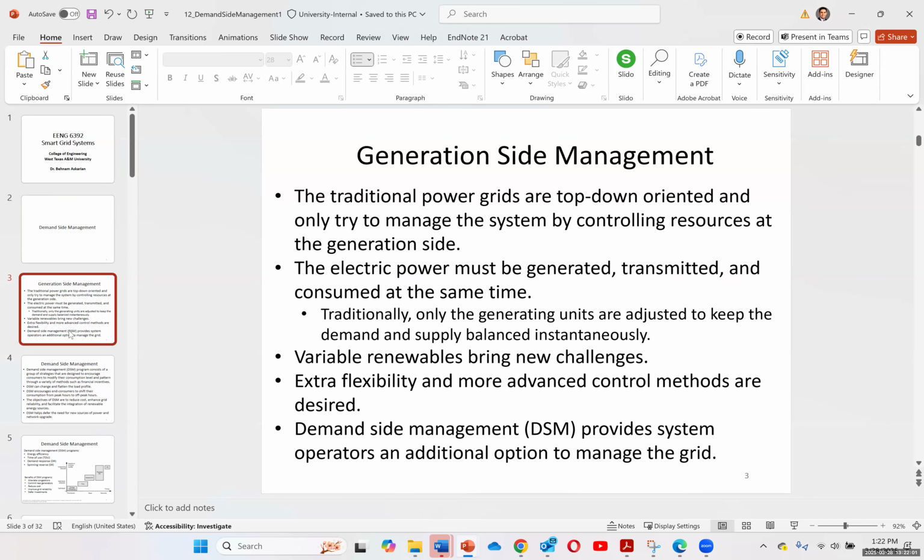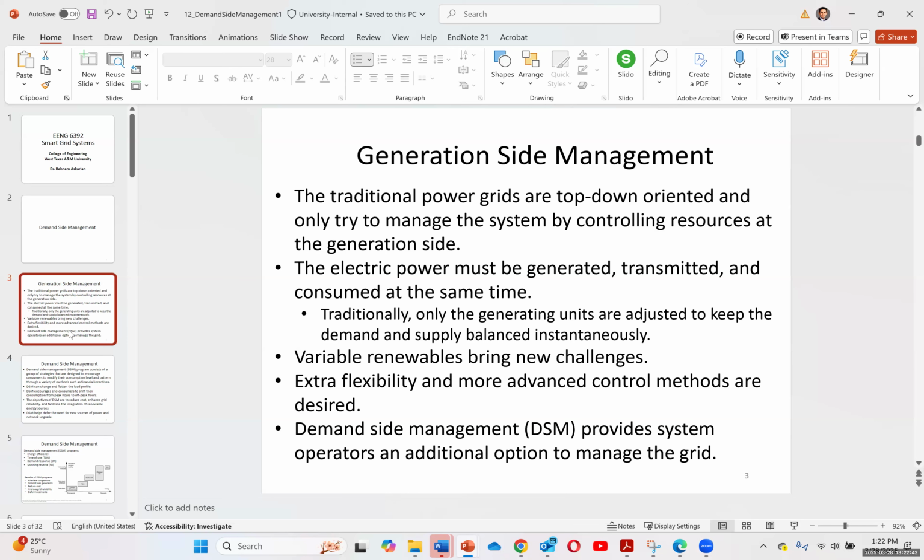So what does generation side management mean? The traditional power grids are top-down oriented and only try to manage the system by controlling resources at the generation side, meaning that we usually just have control on the power plant. If we want to control the power in the grid, the only tool that we have is to control the generation, to start, for example, a power plant. That's the easiest way to do it, or open a hydro plant. But we didn't have any control on the load part.